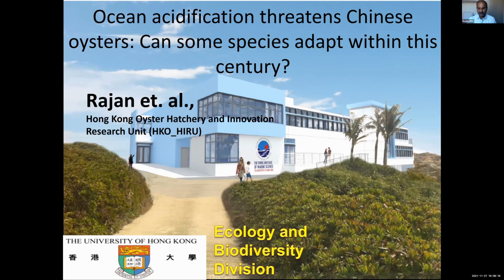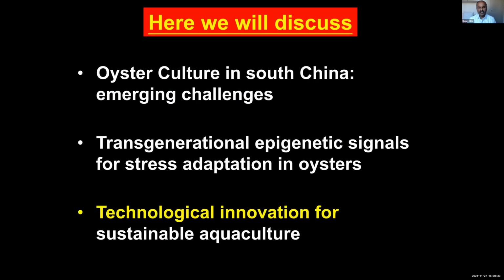So we have a brand new marine institute now, you see the picture. And we have also recently set up the Hong Kong Oyster Hatchery and Innovation Research Unit. And we'll be talking on some of those things. So the three points I'm going to share and discuss with you in these 20 minutes or so: the first point is about aquaculture, particularly oyster aquaculture in southern China, more focused on southern China than other parts of China.